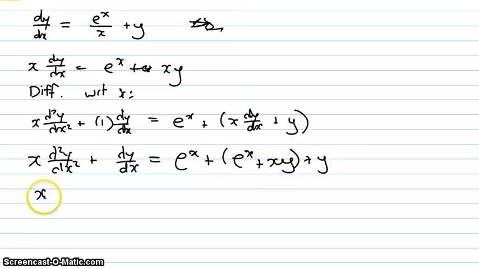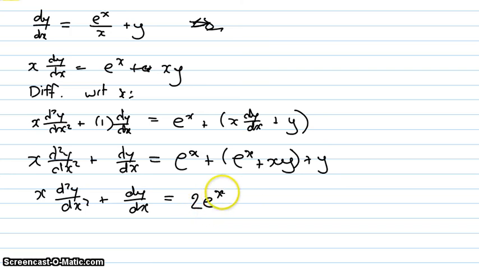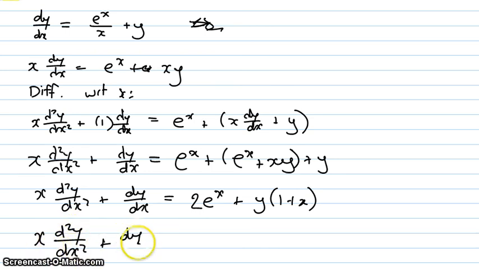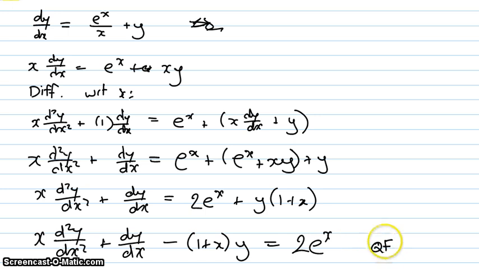So this is x d2y dx squared plus dy by dx is equal to 2e to the x plus y, 1 plus x. This is x d2y dx squared plus dy by dx minus 1 plus x, y equals 2e to the x. And we are done.